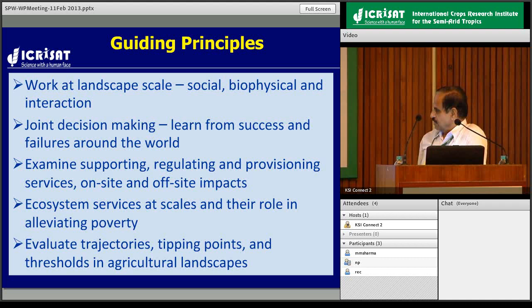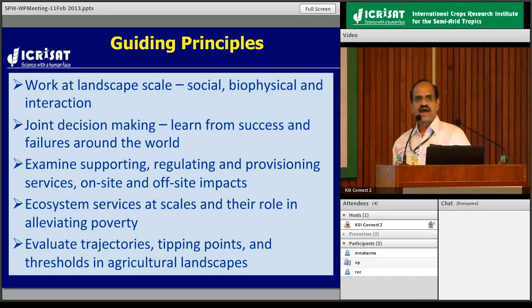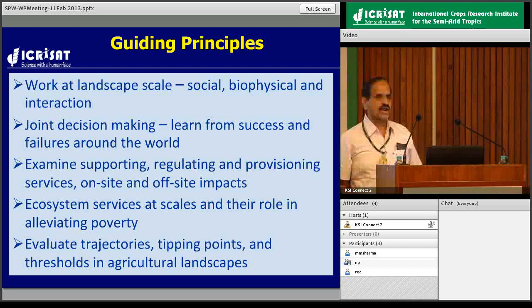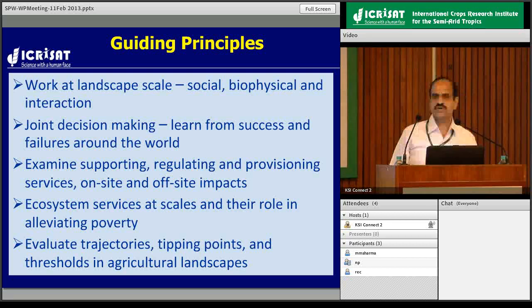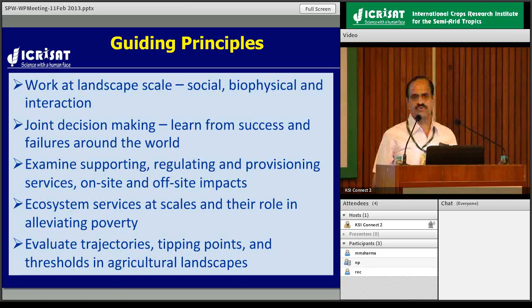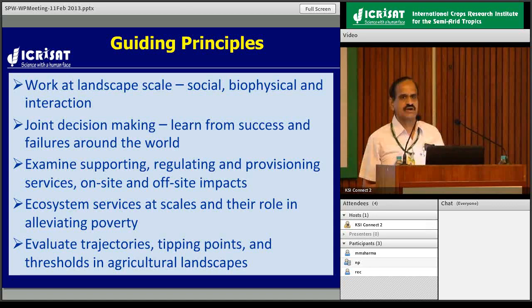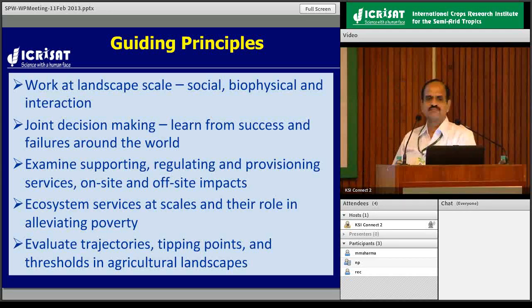Ecosystem services at scales and their role in alleviating poverty. And ecosystem services are looked at not only from the perspective of providing the ecosystem services as such, but also the business opportunities, how they can be generated, and for the people who are involved in providing these ecosystem services, how business models can be constructed around that. That is the guiding principle in this particular one.